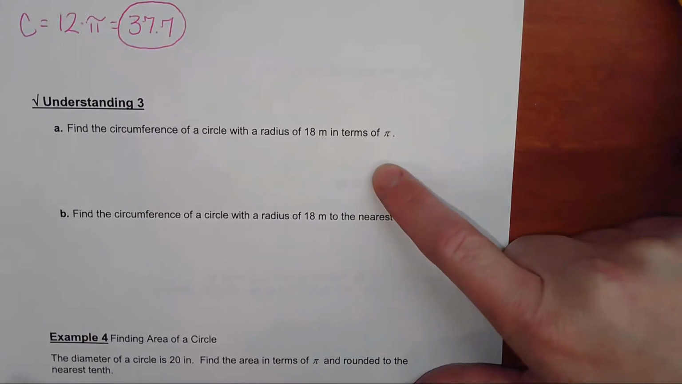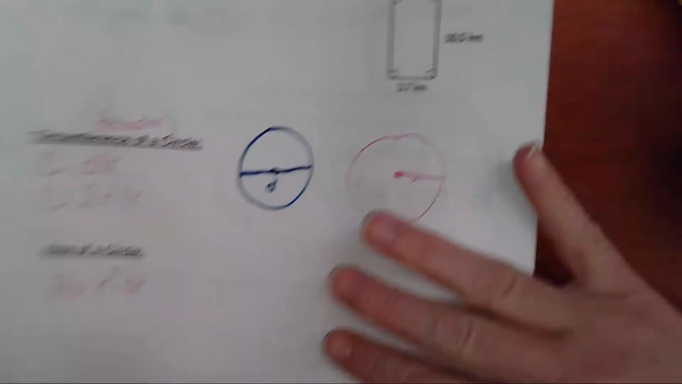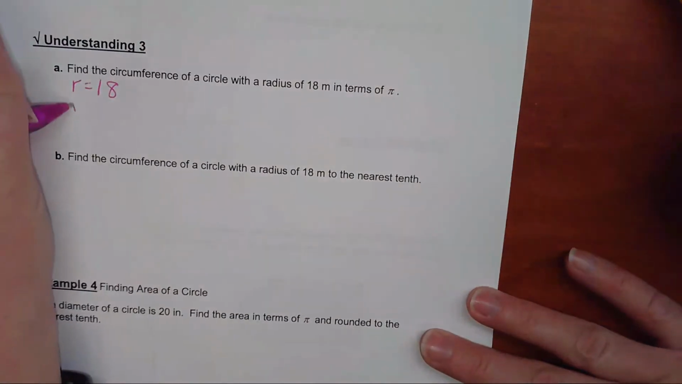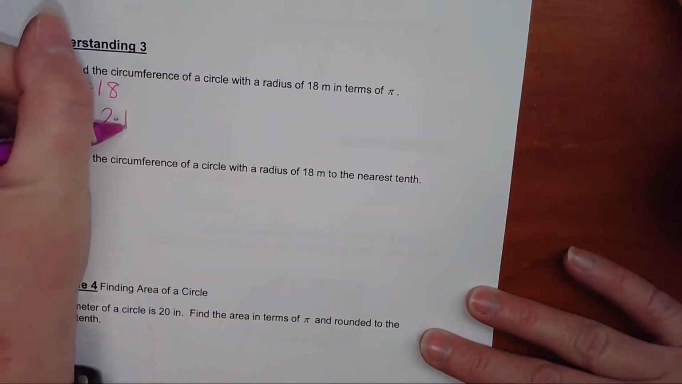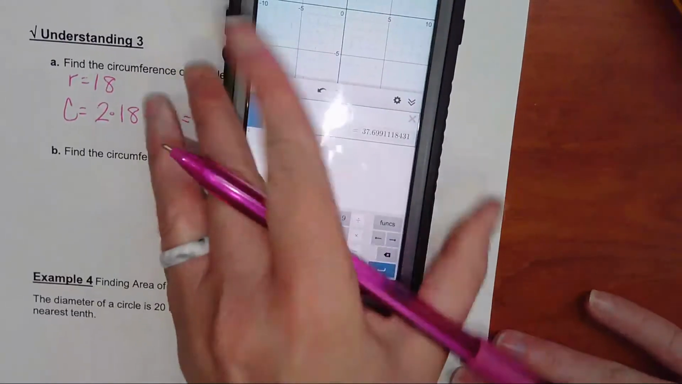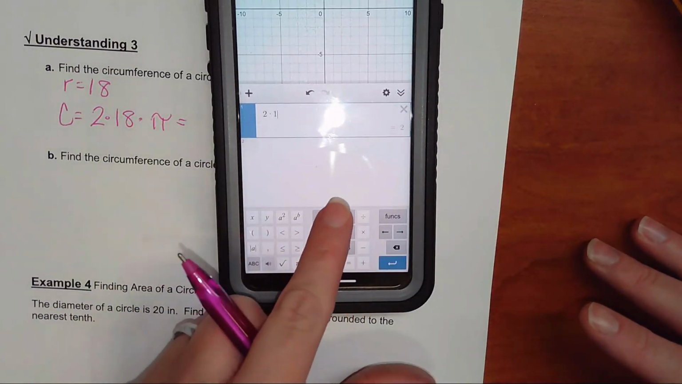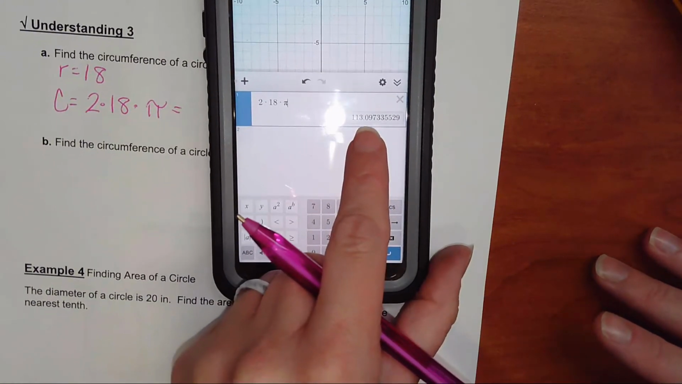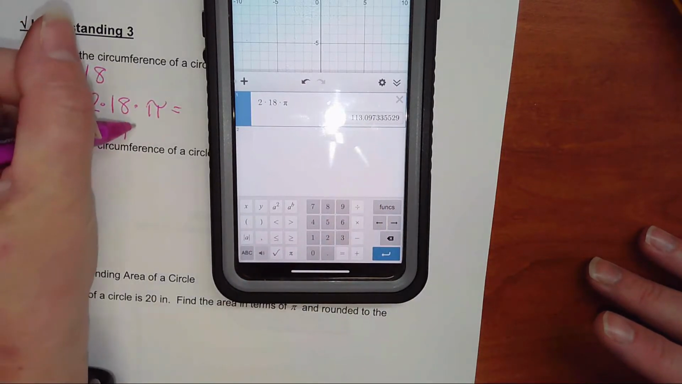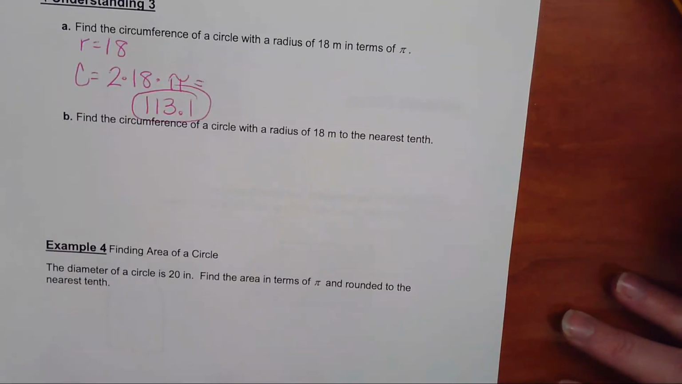For this check understanding here, find the circumference with a radius of 18. So now your radius is 18. So they give you the radius, so we're going to use this formula. The circumference is 2 times the radius times pi. So I take, let's exit out of there, 2 times 18 times pi. And I get 113.09, so round up, and I get 113.1. So that's how you find the circumference.